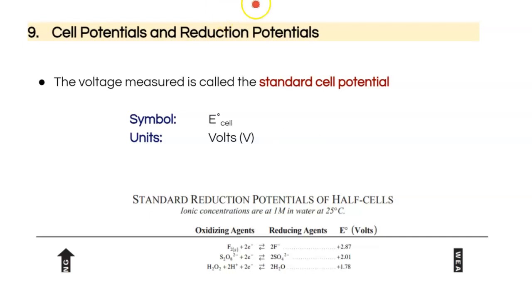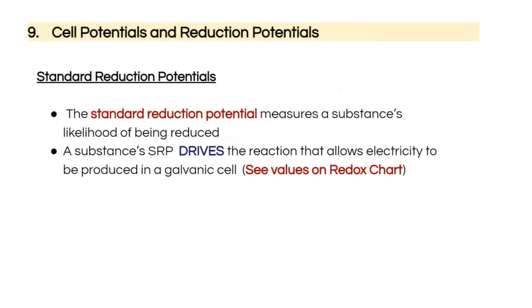Okay, so let's carry on with this. I want to talk to you a little bit more about the meaning of those values that we see in the chart, and then we're going to talk about how we utilize them. Okay, so we would say that the standard reduction potential measures a substance's likelihood of being reduced. So I'm just going to write out, and you'll remember that the oxidizing agent itself is reduced in a reaction.